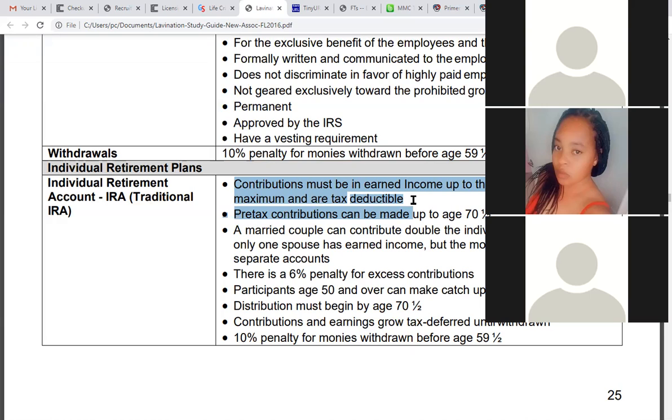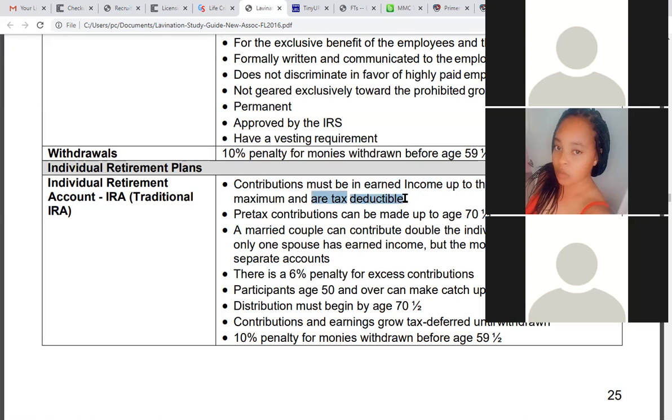Okay, if you want to put more than 6,000, you can't, unless you're 50 or older, they give you a catch-up contribution, which is $1,000. Now on the exam, they're not going to test you on the amount, but they're going to make sure you understand how that works. There's a certain amount you can put based on your earned income. So if you only earn $5,000, you cannot put 6,000. You can only put 5,000. If you only earn 1,000, you can only put 1,000. So it's based on earned income. You've got to have earned income to put money into an individual retirement account.